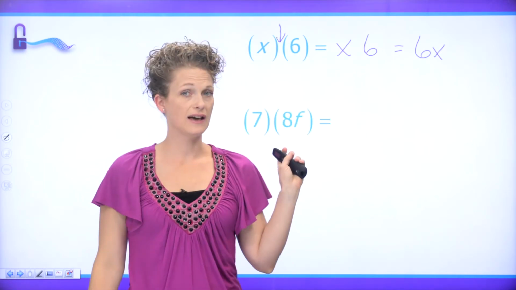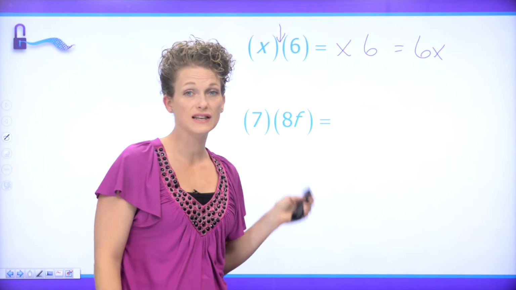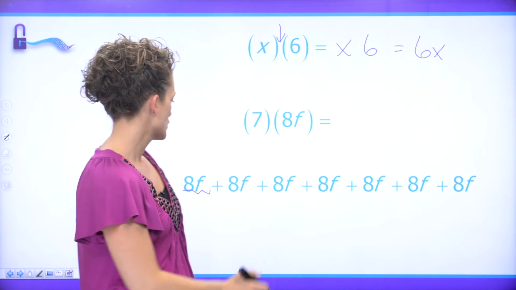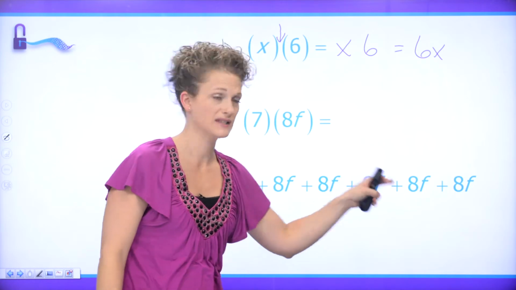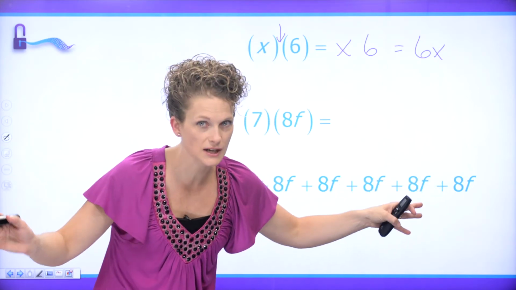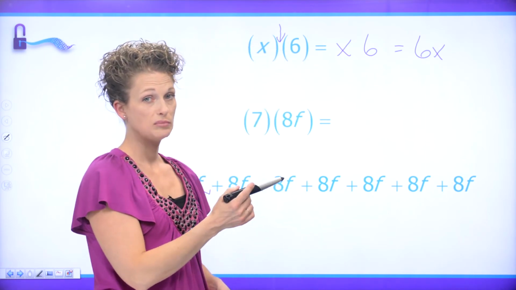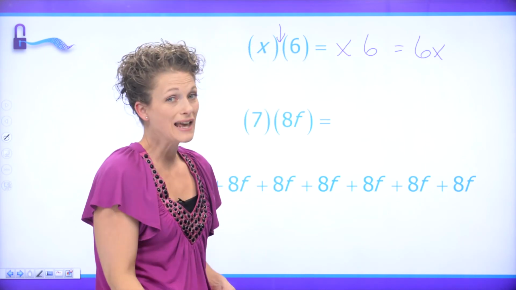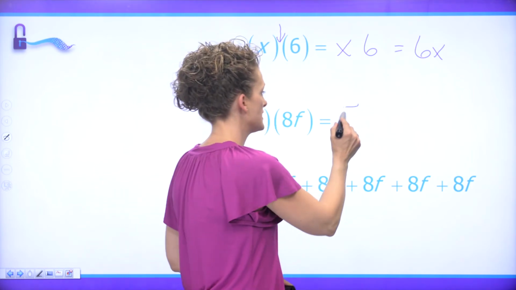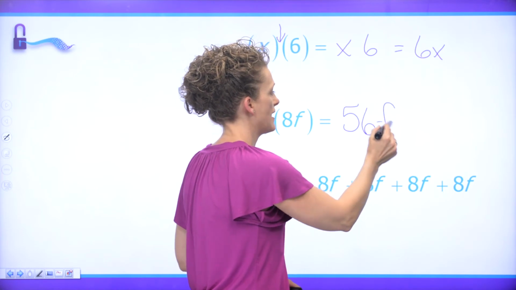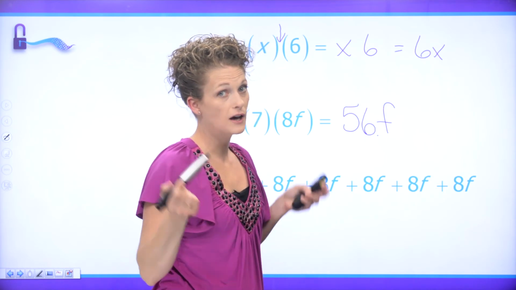7 times 8f. Now the 7 doesn't have an f, but that's okay because we're talking about 7 groups of 8f. So that means I have 8f plus 8f plus 8f plus 8f plus 8f plus 8f plus 8f. 7 times. So if we were to add those all up, 8 plus 8 7 times is the same thing as saying 7 times 8, which is 56, and we still have our f. Now, there's no sign in between there. That's indicative of multiplication.